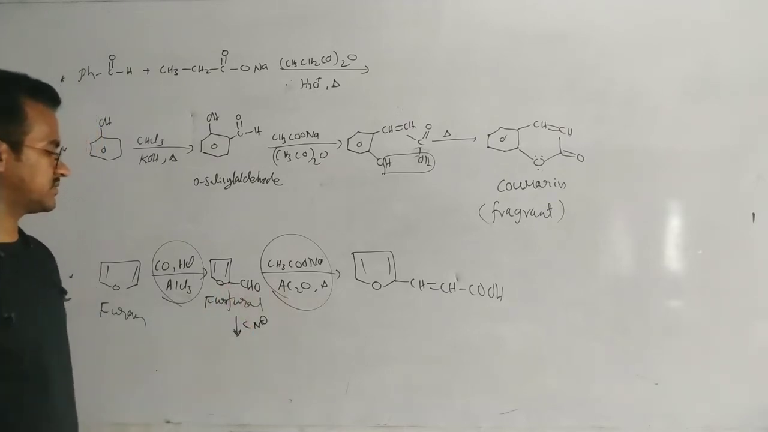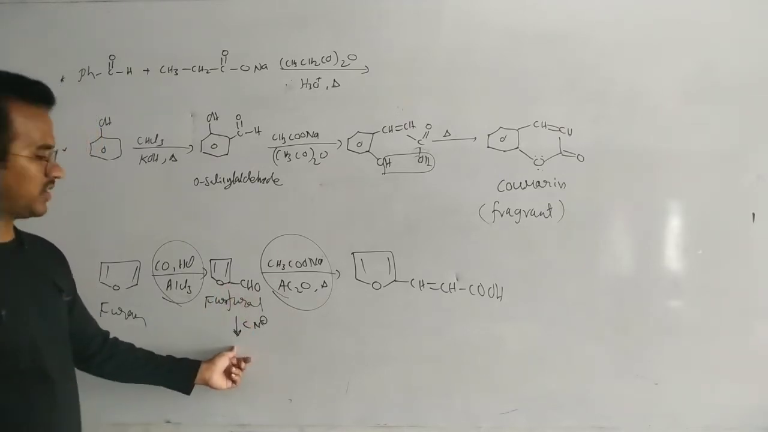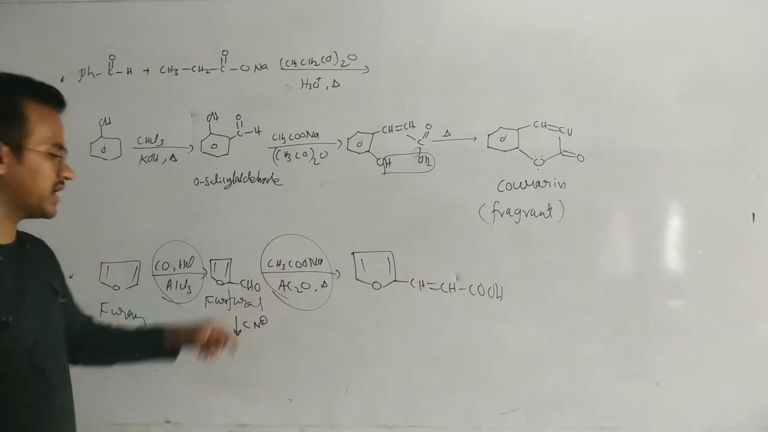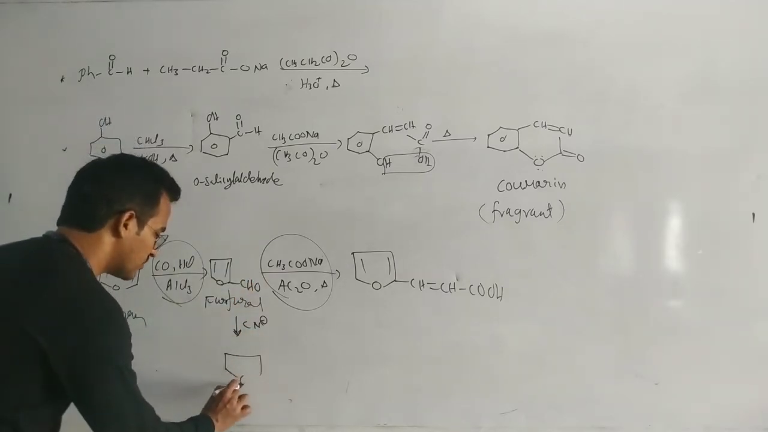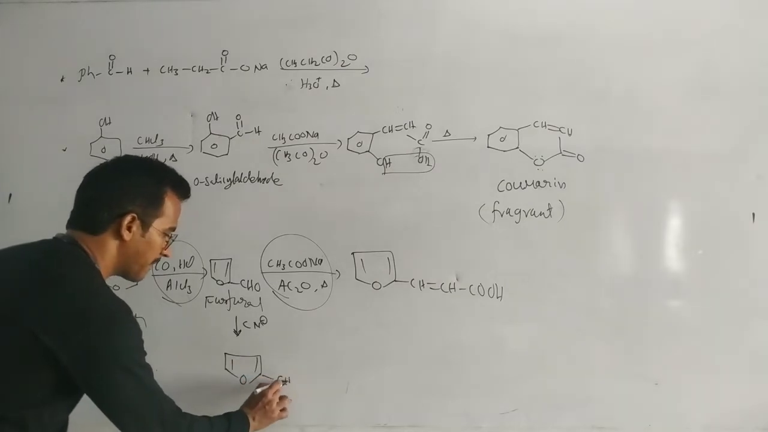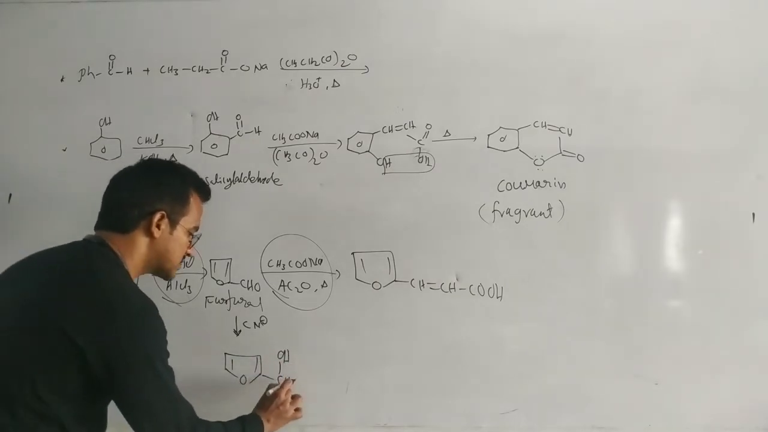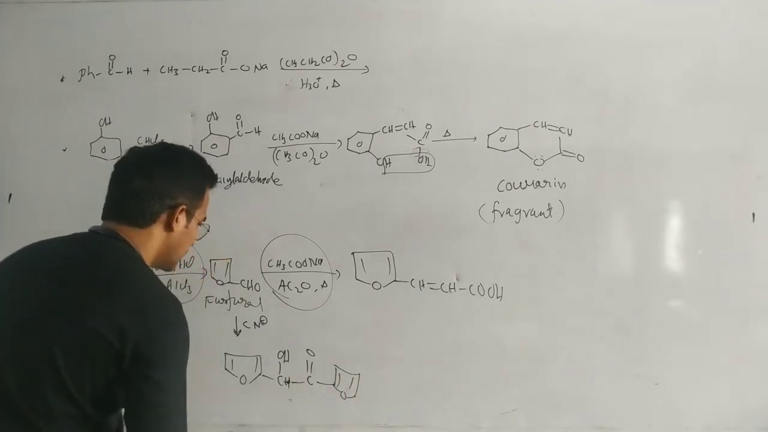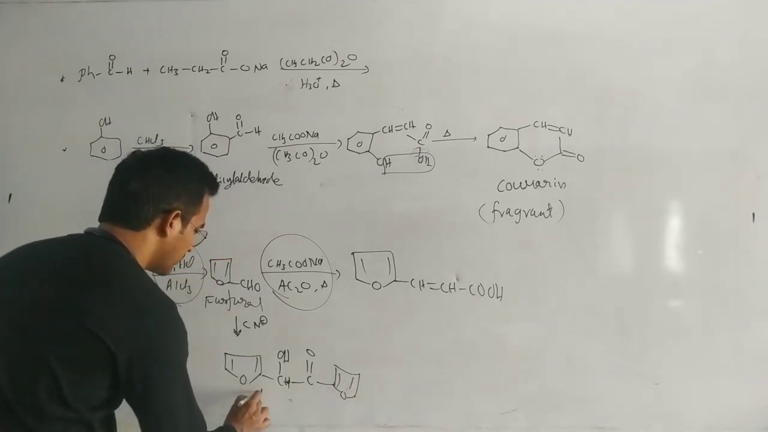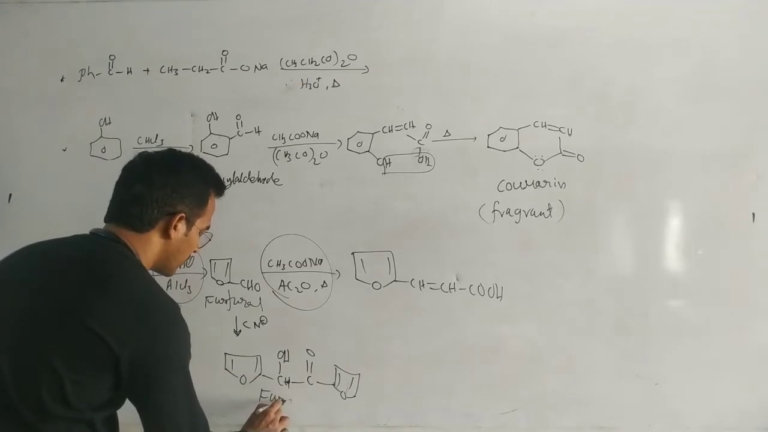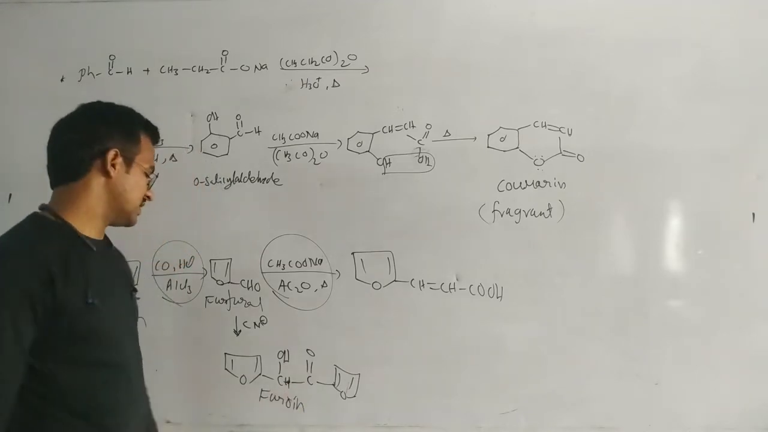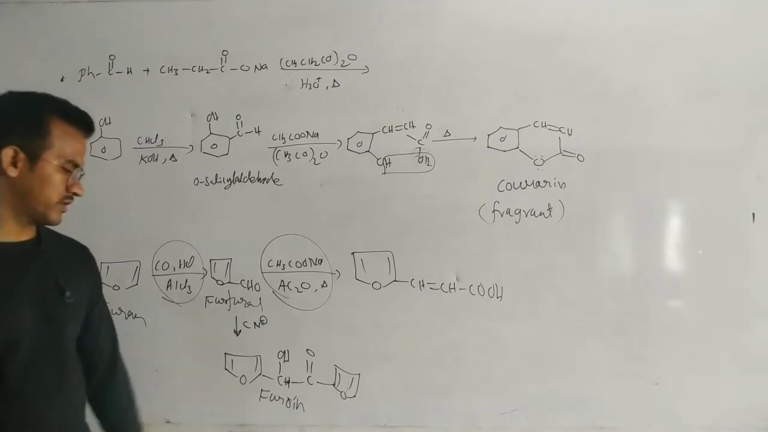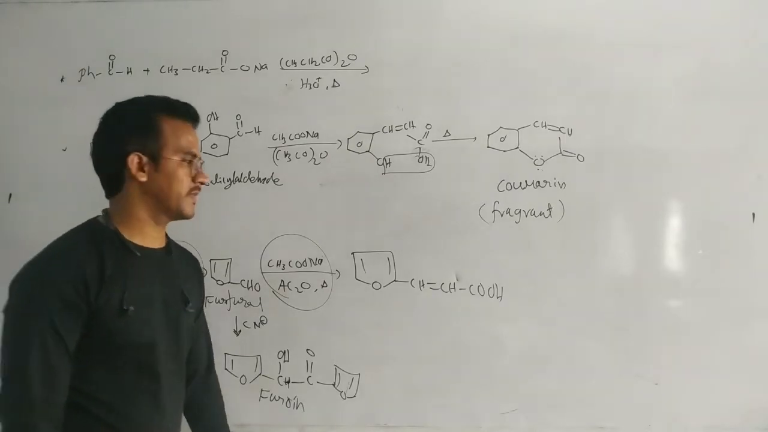Now this one, CN minus. Okay, furfural, CN minus. CN minus means it is an aromatic aldehyde, and CN minus gives a benzoin condensation. In benzoin condensation, what is the product? An alpha hydroxy ketone. It is a furfural, so it is a furoin. Like benzoin, it is a furoin. Okay, that is the compound.